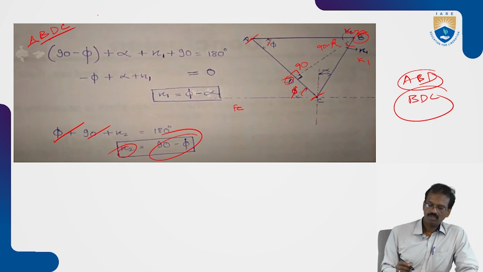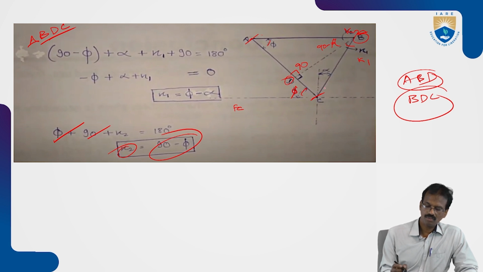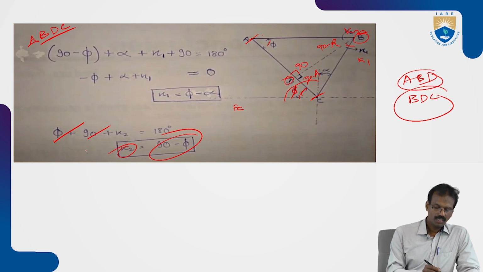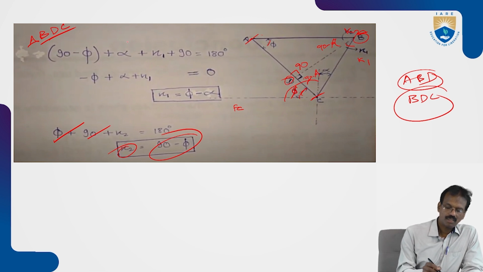Okay. So this is 90 degrees. This one is the gamma. Then we have to find out, so this angle is equal to 90. This one is the phi, means this is nothing but 90 minus phi. So 90 minus phi plus gamma, one angle, plus x1.